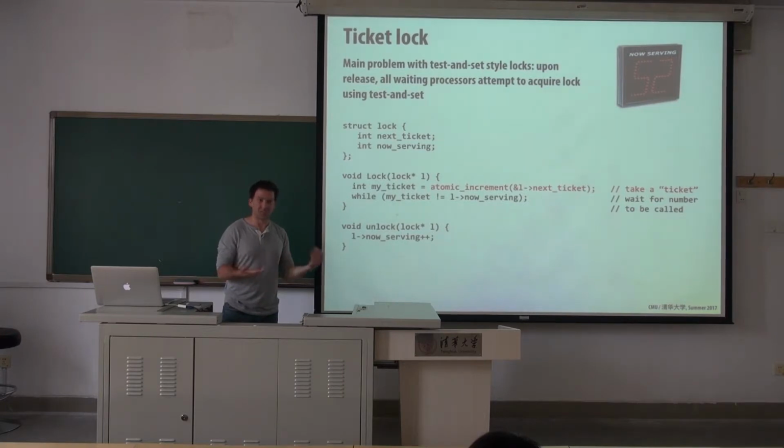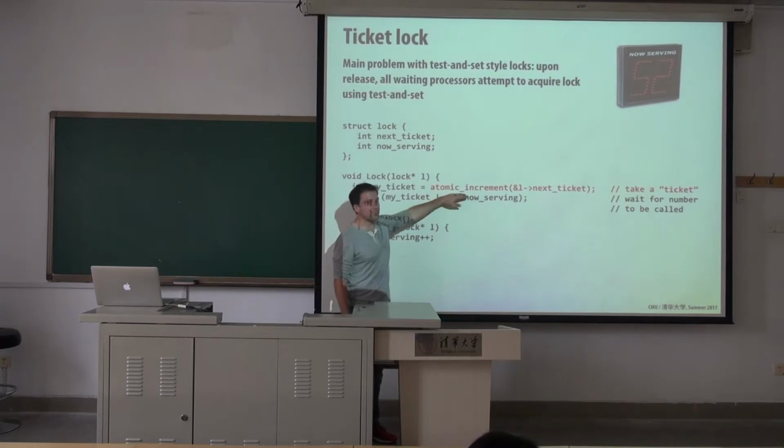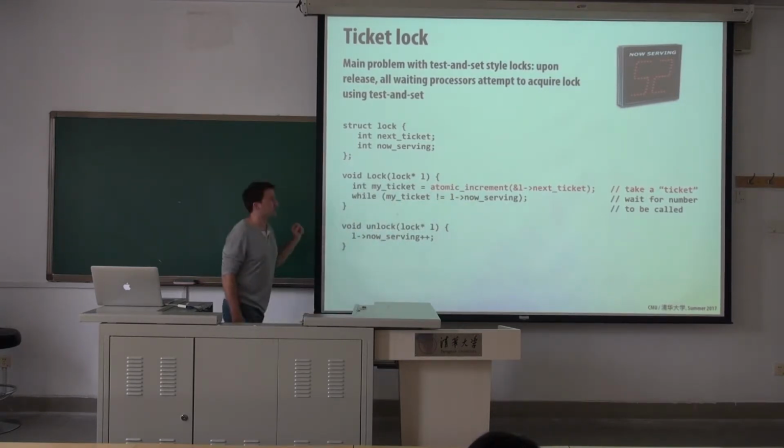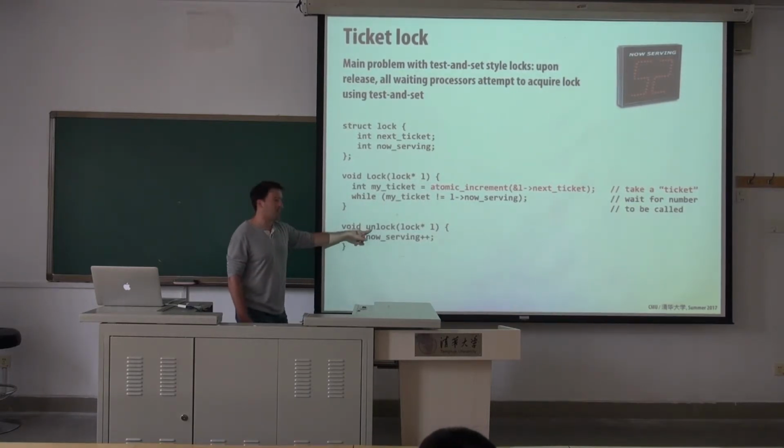Now, it requires this more advanced operation, atomic increment, which I haven't given you yet. I've only given you test and set. But if there was this more advanced operation in the computer, we can do this lock, which only requires reads to take the lock. And notice that unlock is just increment the number for the next person.